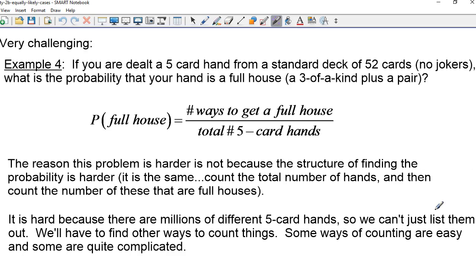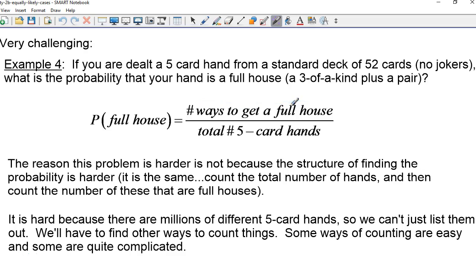Okay, now let's go up to the other end of the spectrum and look at a very challenging problem. If you're dealt a 5-card hand from a standard deck of 52 cards with no jokers, what's the probability that the hand will be a full house, which means we have a 3 of a kind plus a pair? Structurally it's done the same way. The probability of a full house will be the total number of 5-card hands we could get, the total number of outcomes, and on the top of the fraction will be the number of ways that those 5 cards could be a full house.